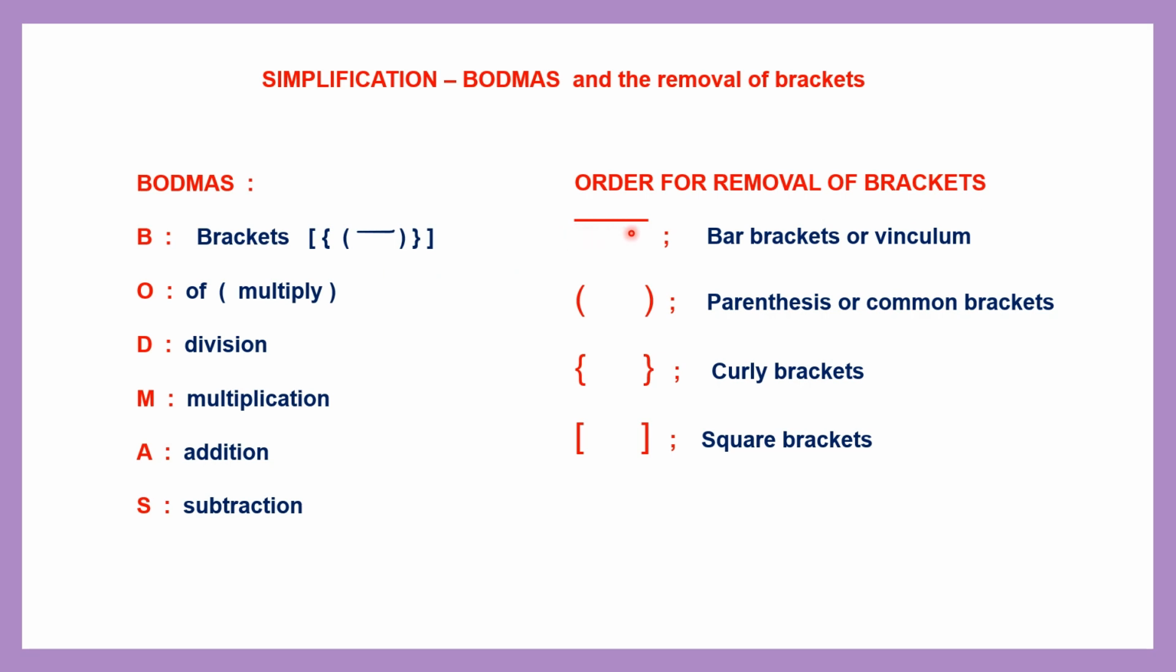Now this is the bar bracket, also known as the vinculum. This should be removed first if that is there in an expression. Then the next one to remove is the parenthesis, or common brackets, or we call it the small brackets also. Then the next one to be removed is the curly brackets, and finally only the square brackets have to be removed. So if you have an expression which has all 4 brackets in it, this is the order to be followed. So keep this in mind as we work out our sums.